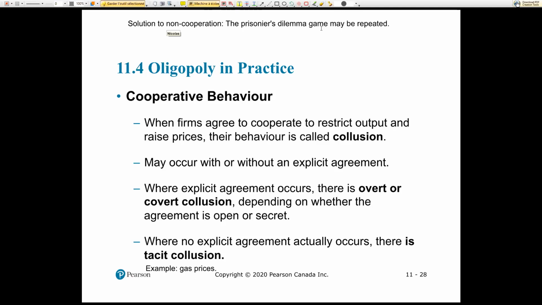So if the prisoner's dilemma game is repeated, then it can give rise to cooperation, and this is a whole other aspect of game theory that's very interesting. But we're not going to go into that. But that's how you get cooperation.